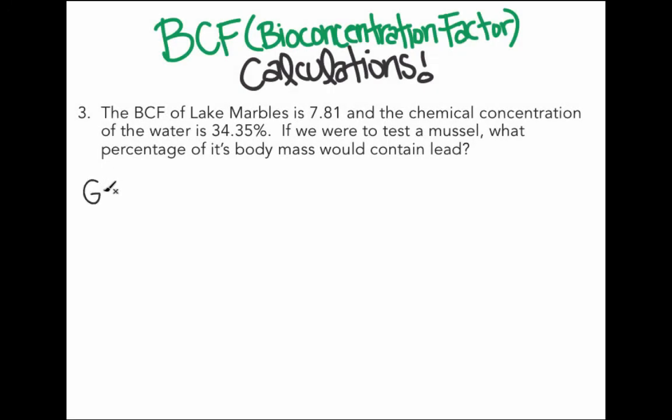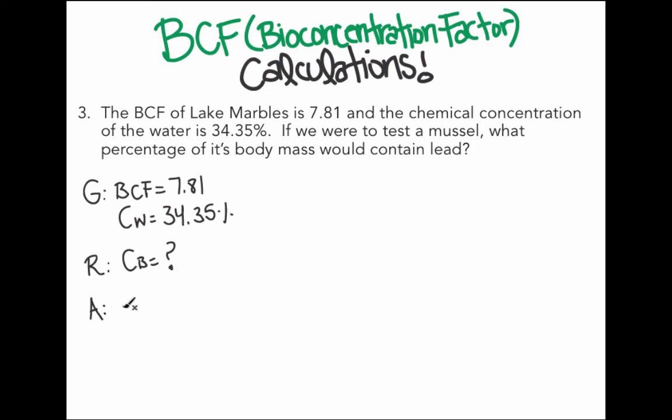Last but not least, the third homework question. The first step is to write down what the question is giving you. It's giving you BCF, and that is equal to 7.81. It's also giving you the concentration that's found within the water, and that's 34.35%. Next, R, you need to write down what's required. It's asking you for the chemical concentration within the muscle, so CB is equal to question mark.